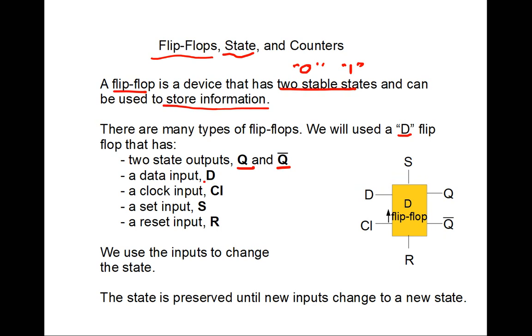It has a data input that we can use to set the state to 1 or 0. It has a clock that tells us when to look at the data, when to change the state. And then it has a set and a reset input, and those are used to initialize the flip-flop. So these are primarily used for initialization. We use the set, reset, D input, and the clock input to change the state. And then the flip-flop remembers the state until we ask it to change to a new state.